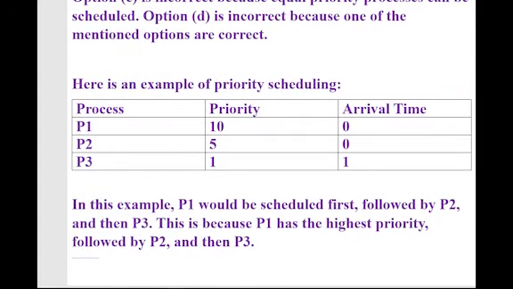Here is an example of priority scheduling. Process, priority, arrival time. P1, 10, 0. P2, 5, 0. P3, 1, 1. In this example, P1 would be scheduled first, followed by P2 and then P3. This is because P1 has the highest priority, followed by P2 and then P3.